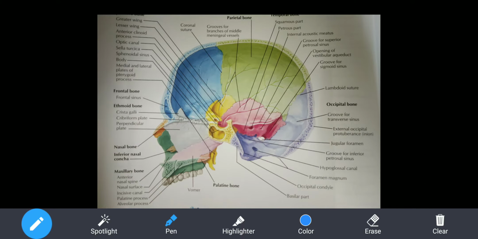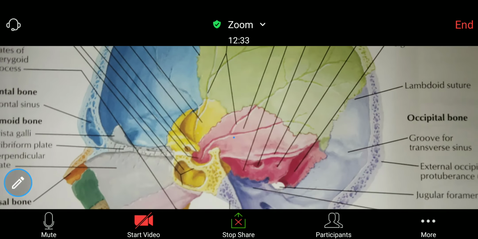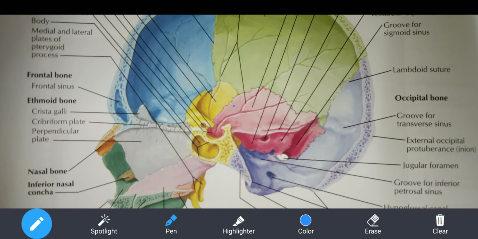Sphenoid bone we will discuss when we talk about the transverse section. But before that, about the sphenoid bone, there are a few important points. I will zoom in the diagram for you. Okay. Now can you see? I will use red color. Okay. See, this is the sphenoid bone.